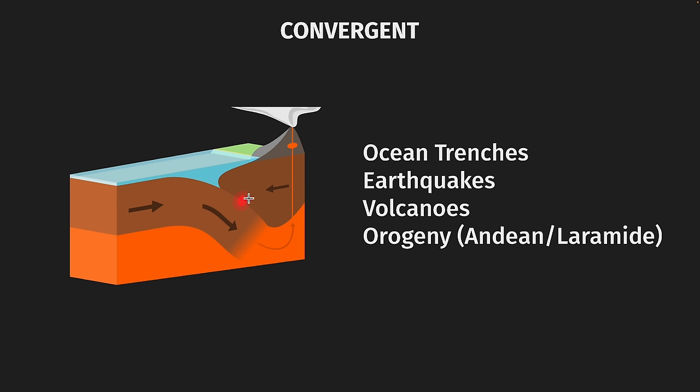Also expect earthquakes, volcanoes, and orogeny. Orogeny just means mountain building. Specifically at this type of interaction, you're going to get Andean or Laramide style orogeny. These are not official geological terms. They're worldbuilding Pasta terms, but I find them immensely useful. Andean orogeny is basically inspired by the Andes. Laramide orogeny is essentially, think the Rocky Mountains in the US. We'll talk more about what these are in a second.